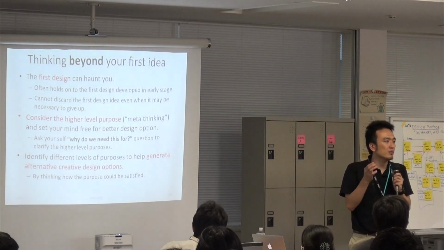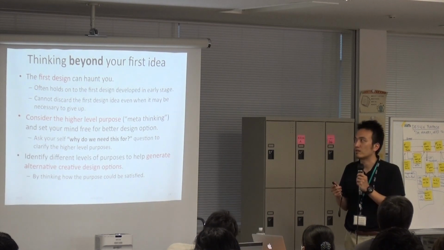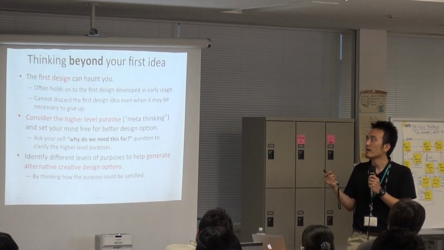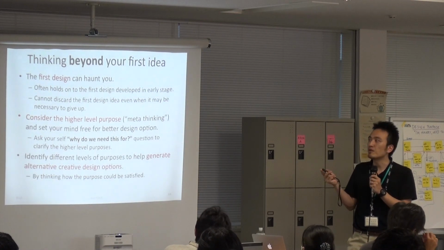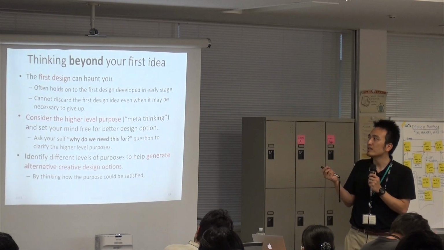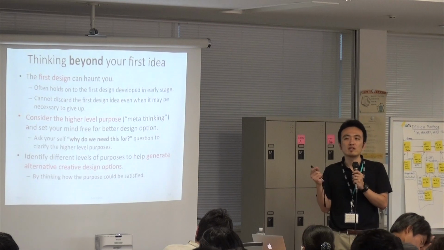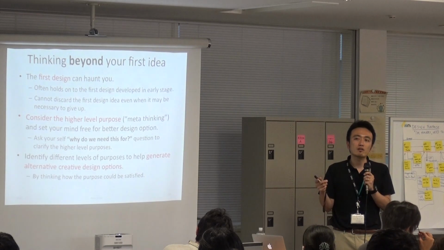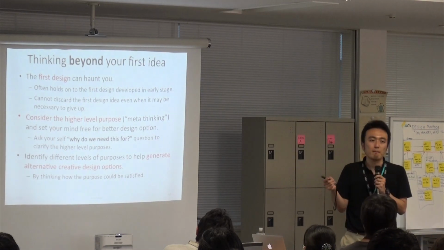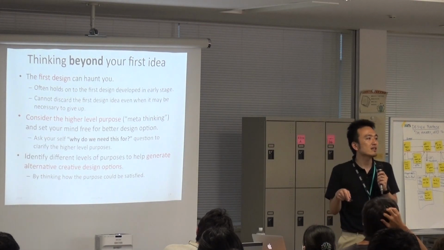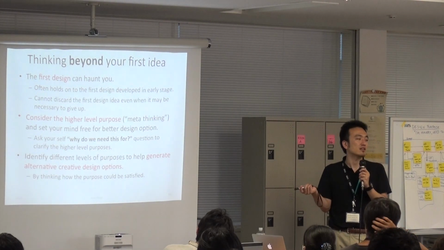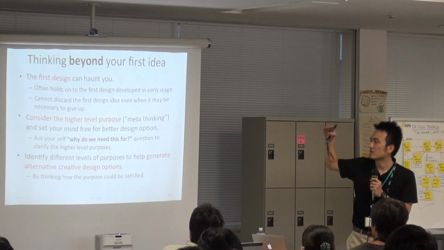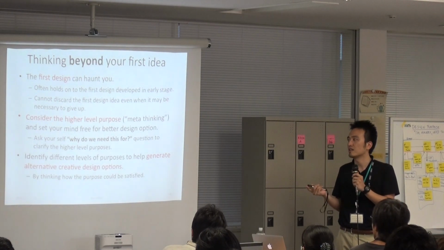But you'll be able to throw it away or give up if you can consider the higher level purpose. We call it meta thinking. If you can start asking yourself, why do we need this? One more time, then you can say, oh, okay, to serve this need, this purpose, maybe this is not the best solution. I can go find a new solution or alternative. That's the whole point: identifying different levels of purposes to help generate alternative and creative design options.